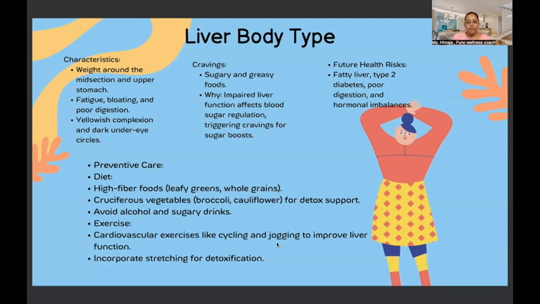And what kind of exercises can we follow? Cardiovascular exercise like cycling and jogging, which are going to improve liver function. And we have to incorporate stretching activities also for detoxification.